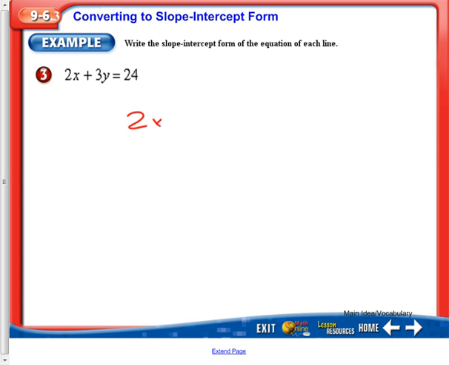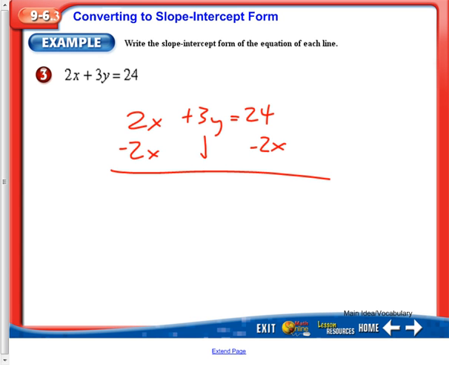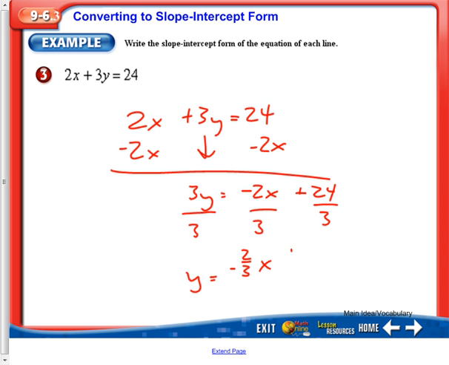Alright, so we'll go ahead and write this: 2x plus 3y equals 24. Again, we're trying to solve for this y. So let's move the 2x. Bring your 3y down, negative 2x plus 24. Now we got to get rid of this 3, so divide by 3 to everything. So I get y equals negative 2/3 x plus 8.